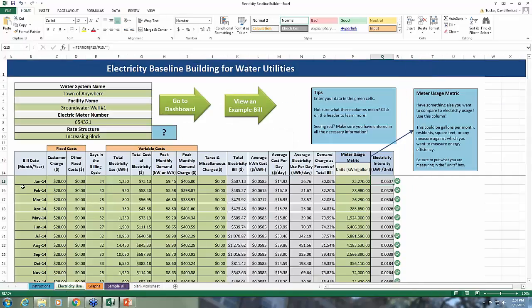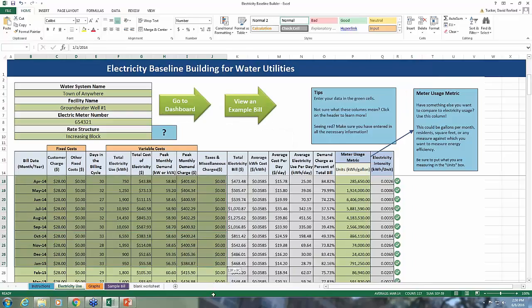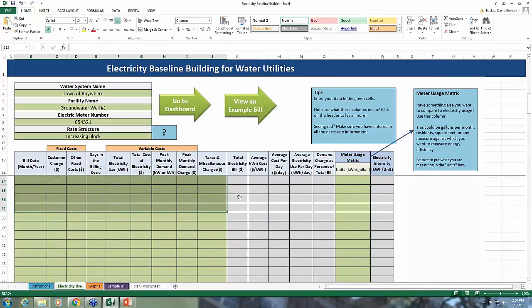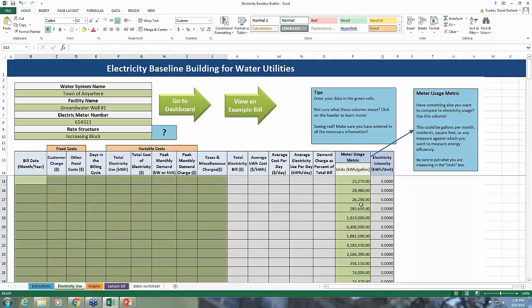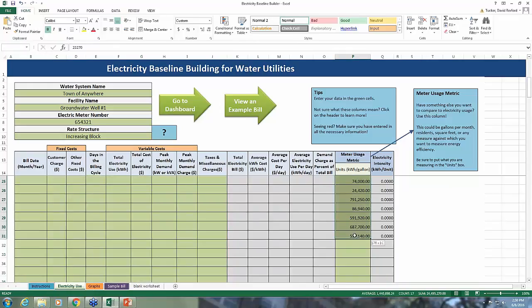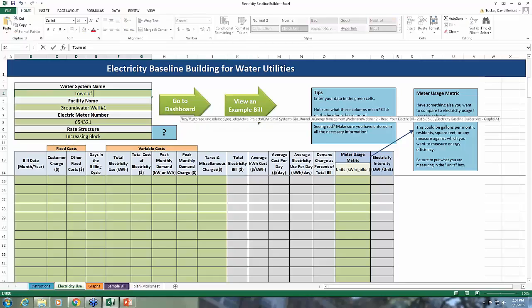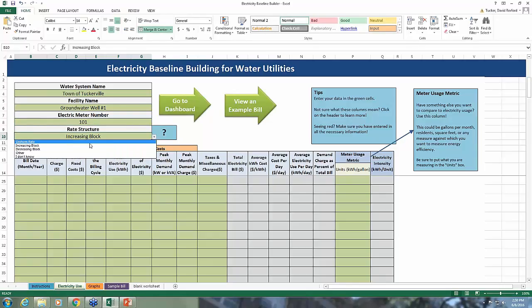I just want to point out, if you were using this tool for real, for yourself, you would blank out these green boxes that we have pre-populated for you, so you can put your own data in there from your own bill. We'll call it the town of Tuckerville. We'll keep it still groundwater well number 1 here. We'll say it's electric meter number 101, and we'll say it's not an increasing block rate structure, it's a uniform rate, or maybe I can't even find it on the bill, so I say I don't know.